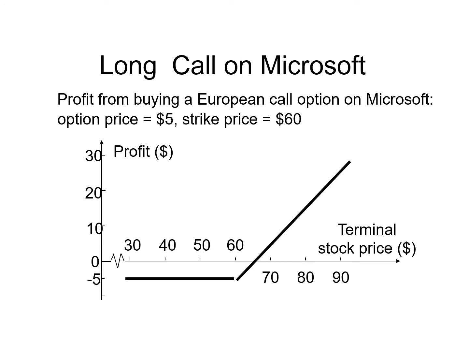A long call on a Microsoft share. Long means buy. So consider the profit from buying a European call option on Microsoft share, say the option price is $5 and strike price is $60. So when you buy this call option at $5, you start to get payoff when the share price is over $60. When the share price reaches $65, you break even. If share price gets higher, you earn a profit. But if the share price is lower than 60 when the contract expires, you do not get any payoff.